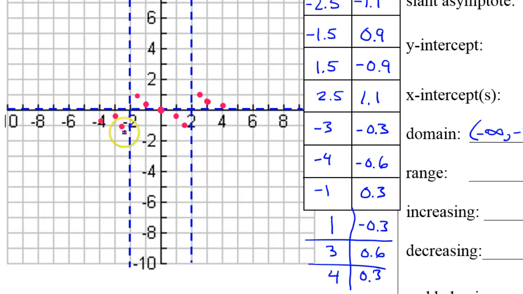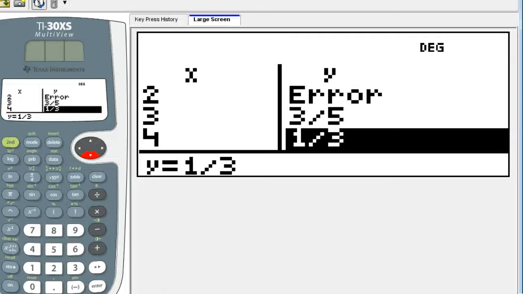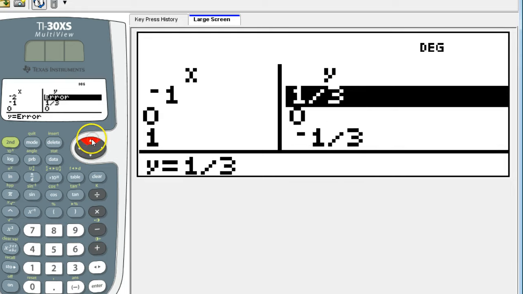So watch out for that. If you know that it should be getting closer to the asymptote, and then you have a point that's moving further away instead of getting closer, double check it. I have a feeling my -4, for -4 I have -0.6. Maybe I read that wrong. So I'm going to go back and check again and see what looks wrong.